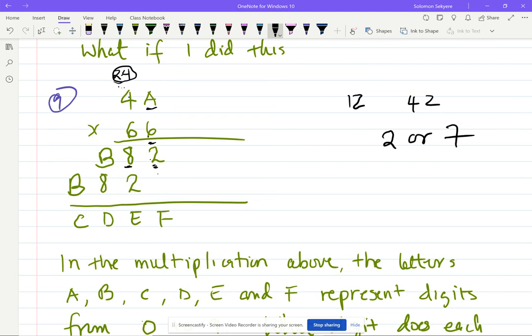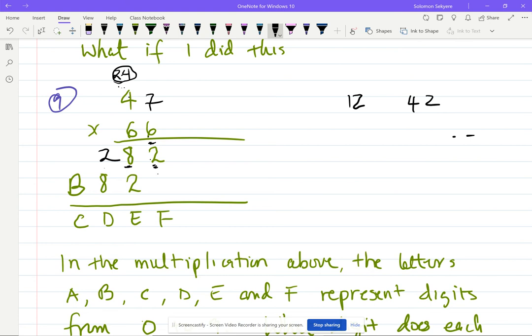Okay, if 6 times 2, we will only carry a 1. 6 times 7, we will carry a 4. So we know for sure now this is a 7. Now that we know it's a 7, the rest should be easy, right? So 4, we put, so this letter here, B, what should B be? Should be 2, 28, right? Now we know what B is.